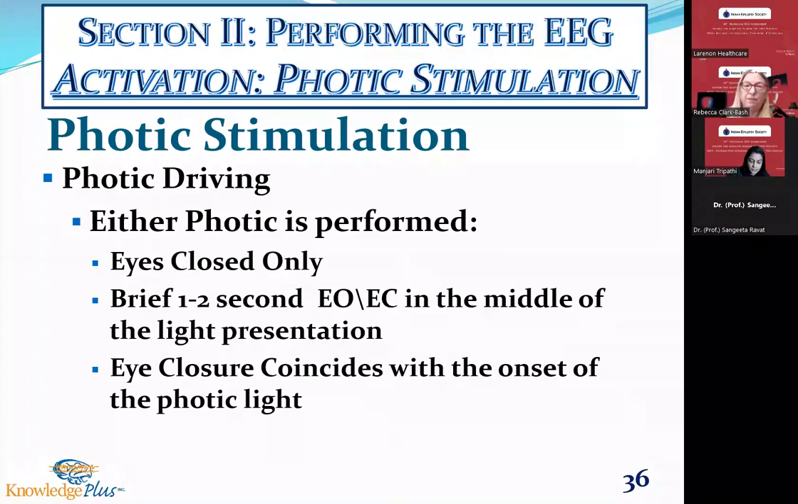Eye closure, the very last philosophy of the best way to do this, is when the light stops, let's say it stops at 3 per second, you say, open your eyes, Helen. And the minute you start at 6 hertz, you have them close their eyes. So that's eye closure coinciding with the onset of the photic light. Again, all of these are represented in the peer-reviewed literature. I've always been of the school that eye opening and eye closure in the middle of the light presentation has a higher yield.